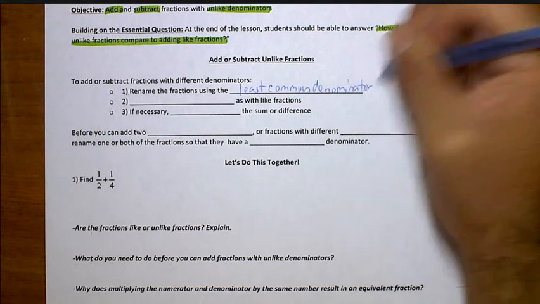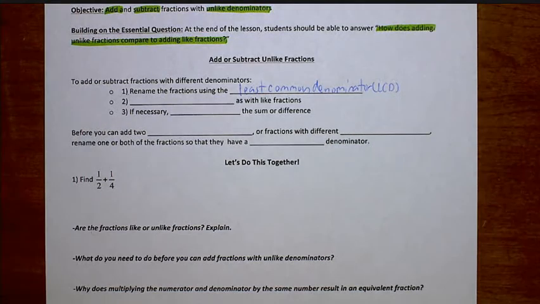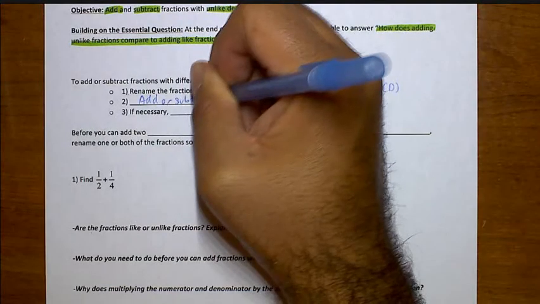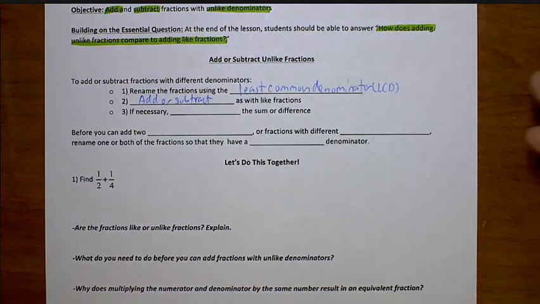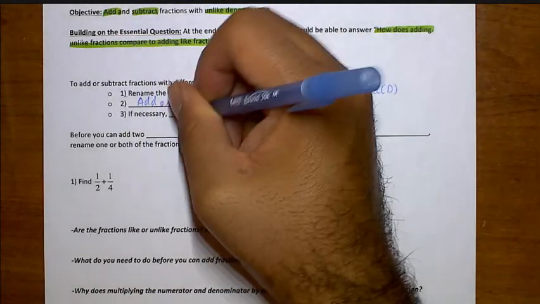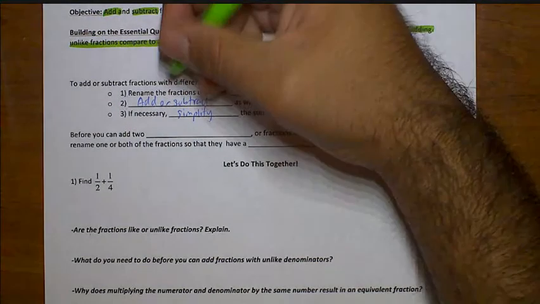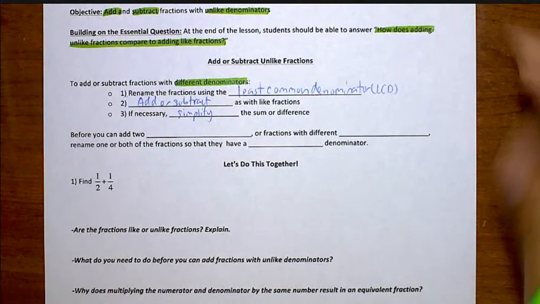Number 2, we need to add or subtract similar to like fractions. And number 3, if necessary, we need to simplify the sum or difference. Now these steps only work if we have different denominators. If we have the same denominators, we don't have to follow all of these steps in order, but because we are working with different denominators, we have to make sure we follow these 3 steps.